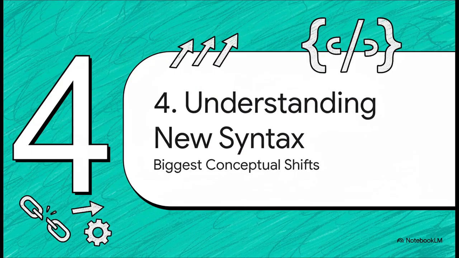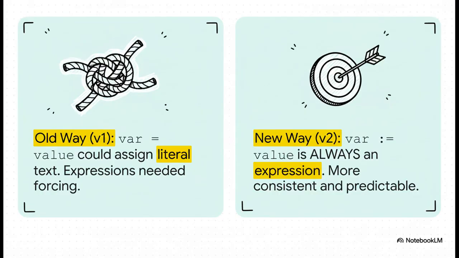All right, let's get into the real meat of it, the new syntax. Now, we're not going to get bogged down in lines of code here. Instead, we're going to focus on the two biggest conceptual shifts that, as a programmer, you just have to wrap your head around. Okay, here's the first huge one, variable assignment. You remember in V1, right? That whole confusing mess where var equals value could be literal text, but then you had to use percent signs to force it to be an expression. It was the source of so many bugs. Well, in V2, that's just gone. The := operator is now king, and it always means you're dealing with an expression. No more guesswork, it's clean, it's consistent, and it just wipes out a whole category of frustrating errors.